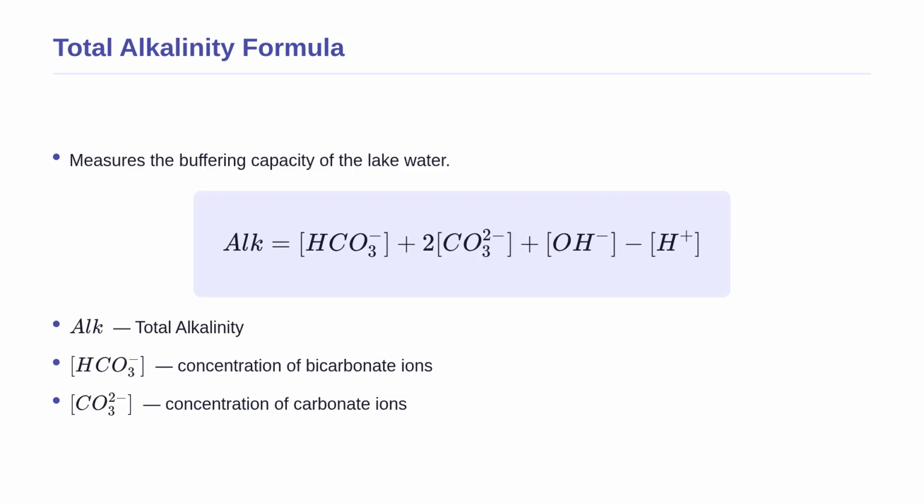Notice the multiplier of 2 in front of the carbonate ion. This is because each carbonate ion can neutralize 2 hydrogen ions, making it twice as effective. The last 2 terms represent hydroxide and hydrogen ions. If the concentration of bicarbonate increases, the overall alkalinity increases, making the lake much more resistant to sudden pH changes.